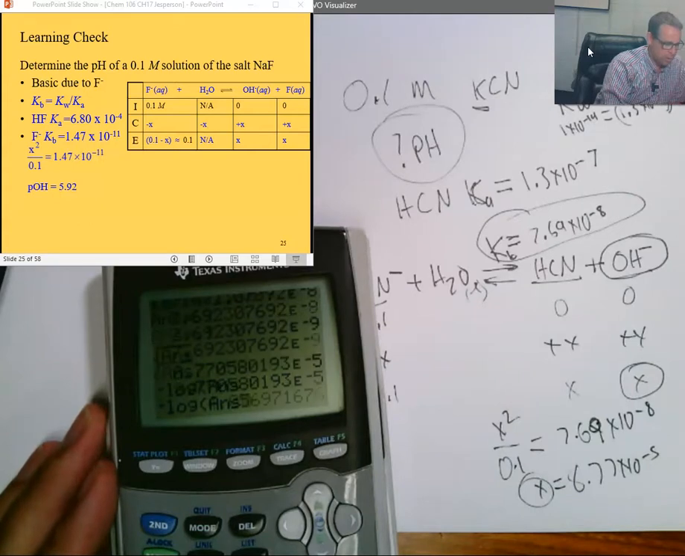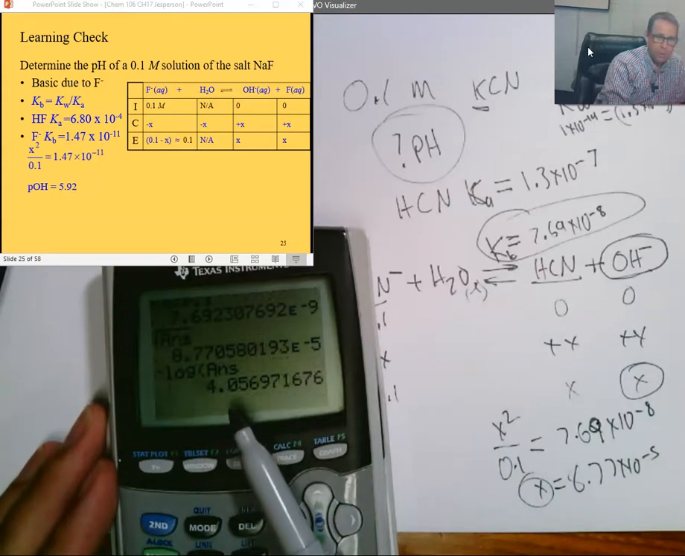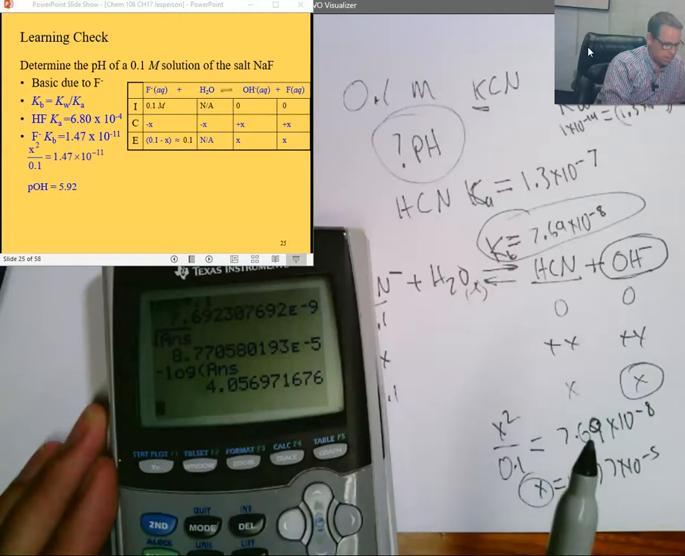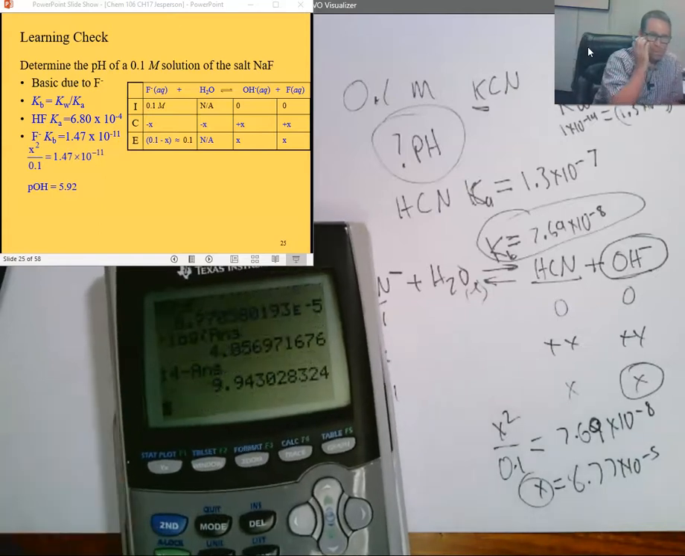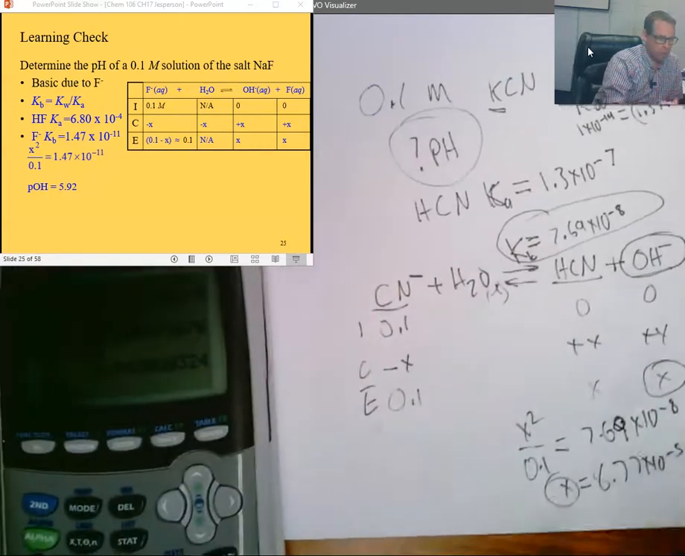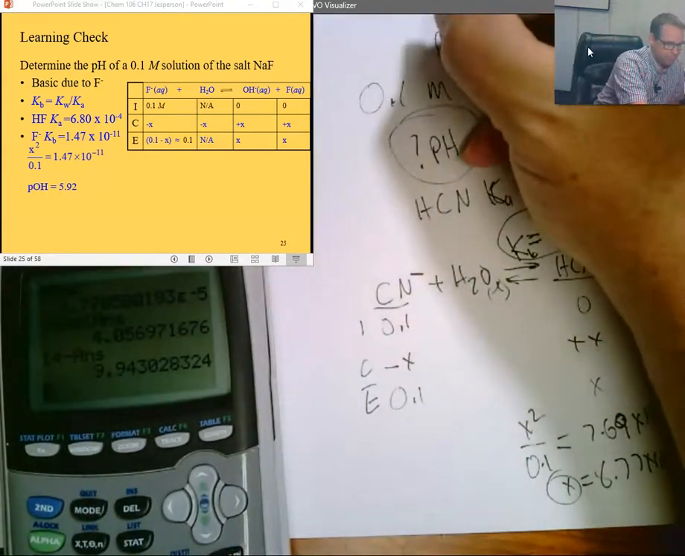Very good. That's our 4.05, our pOH. That's right. And then how do I get to the pH? 14 minus 4.05. Very good. So the pH is 9.94.